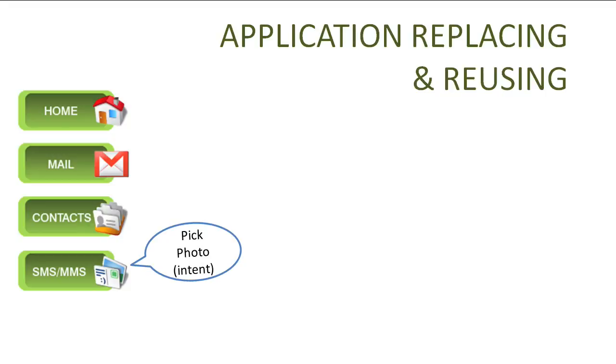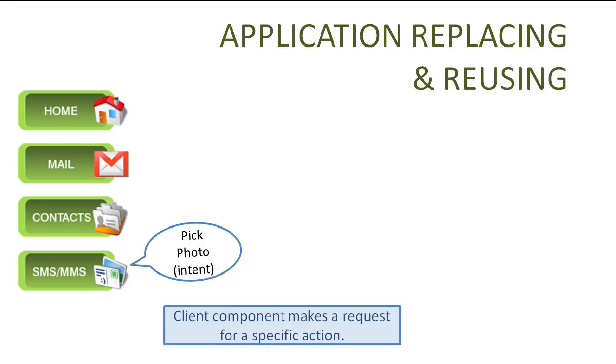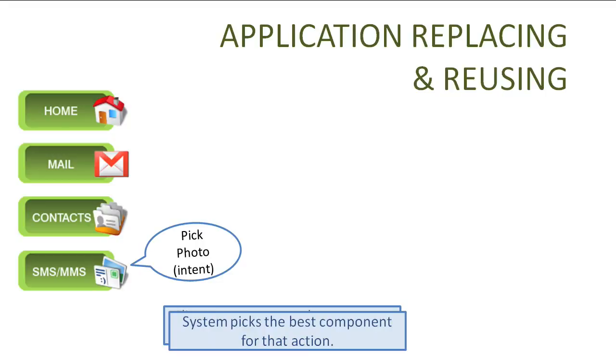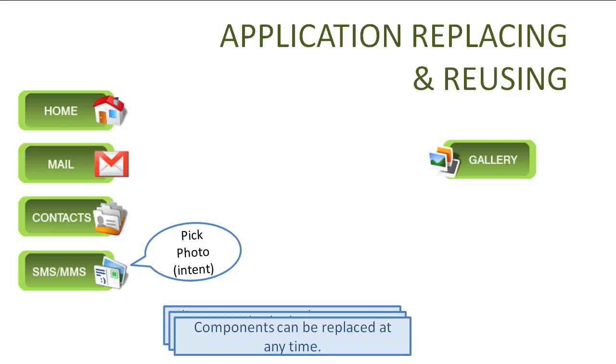What happens when you would like to attach a picture to an MMS? When you open the MMS application, the MMS application is saying, "Hey, I would like to pick a photo to attach to the MMS." And what happens here is the client component makes that request to say, "Hey, I'd like to do this." That's known as an intent. An intent is a key piece of functionality from within Android. At that point in time, the system's going to pick the best component that can handle that intent. At the current implementation, maybe your stock Android phone is going to use the gallery to choose that. The best part about this is these components can be replaced at any point in time.